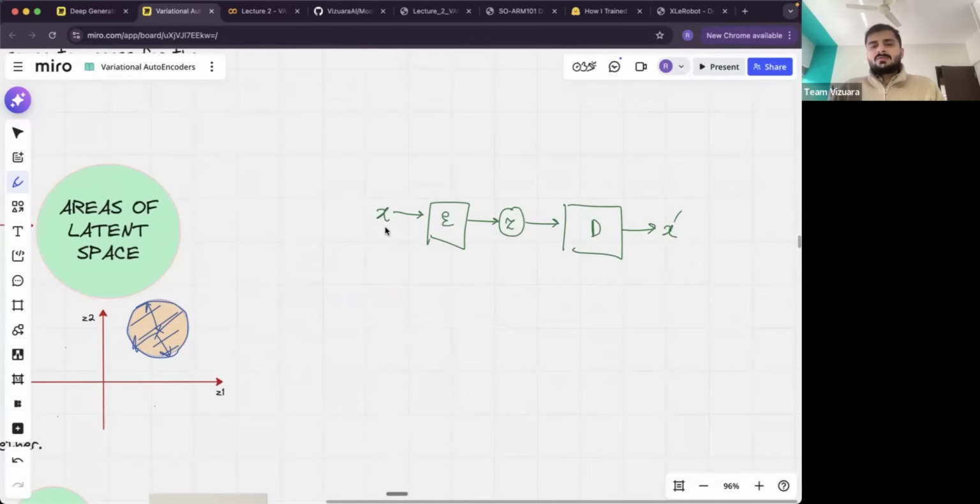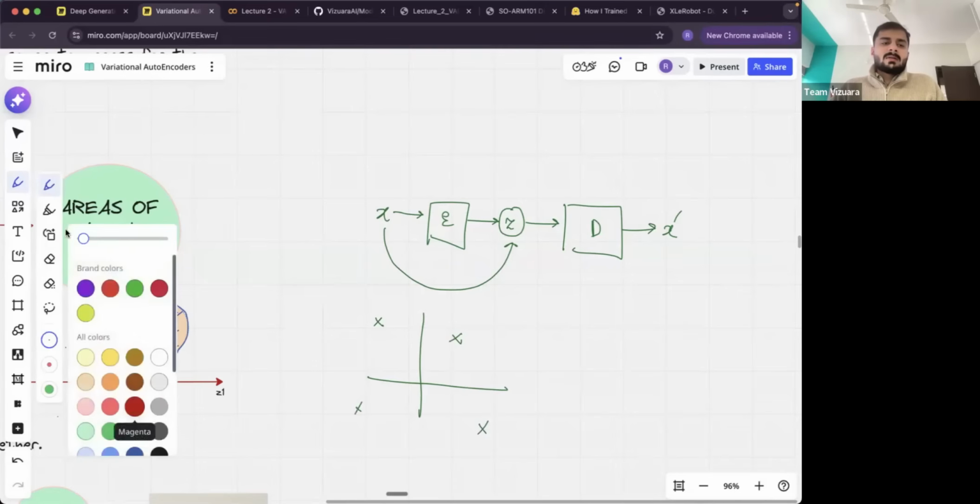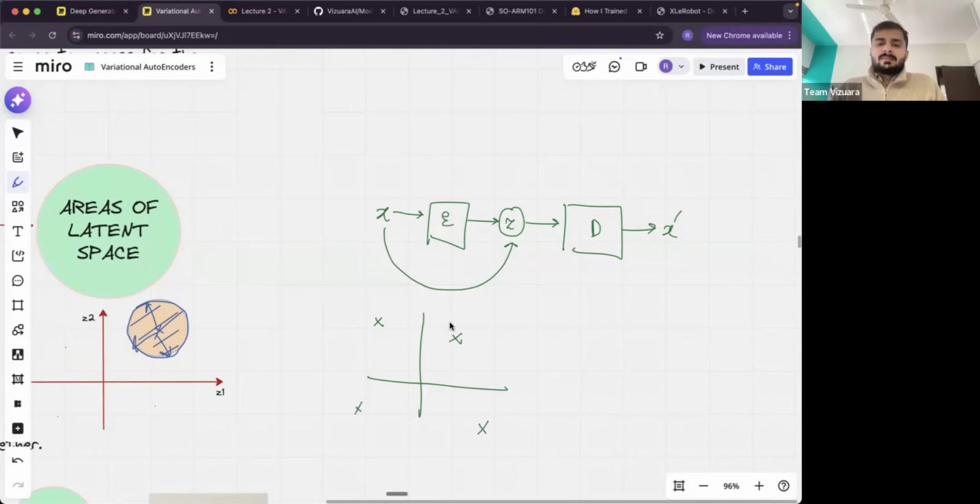Now, how is this transformation done from the input image to the latent space? Remember, initially I had told you that every single sample corresponds to one point in the latent space. That was not technically correct. What the encoder does is it gives a distribution. It does not just give a point, but it tells us that your image most likely corresponds to this part of the latent space. So it gives you a region in the latent space. And this is where the word variational in variational autoencoder comes from.